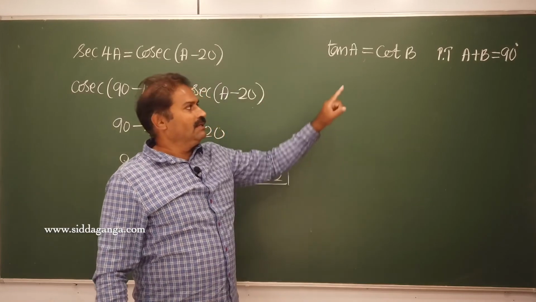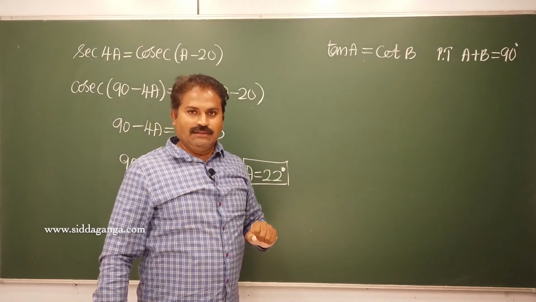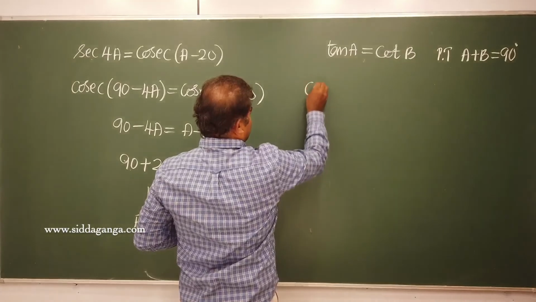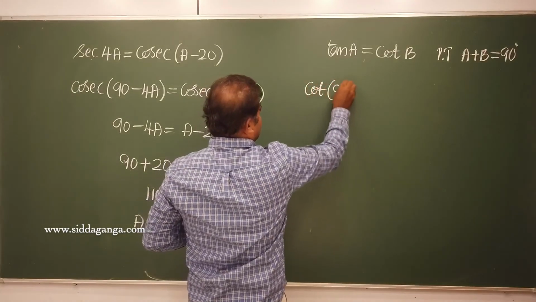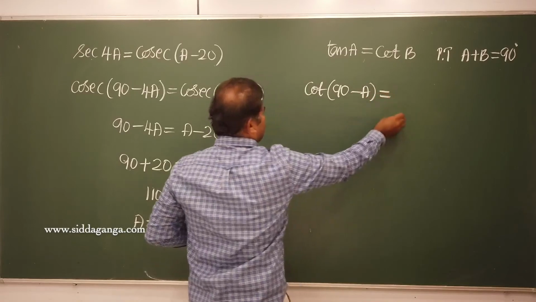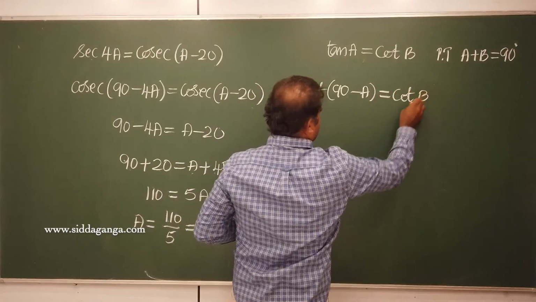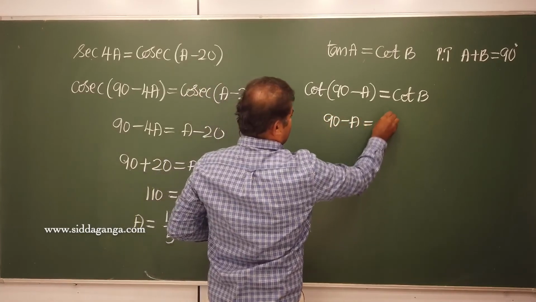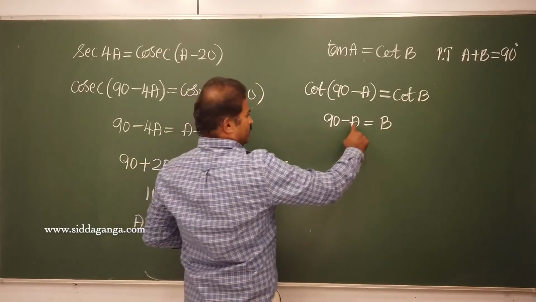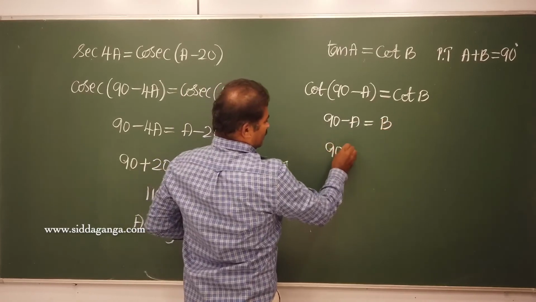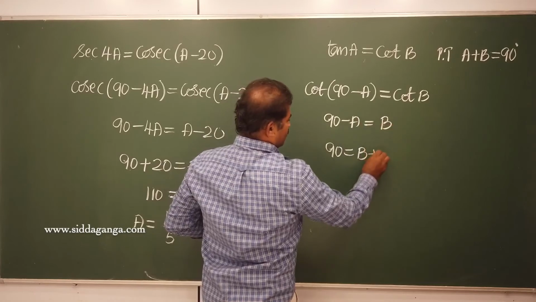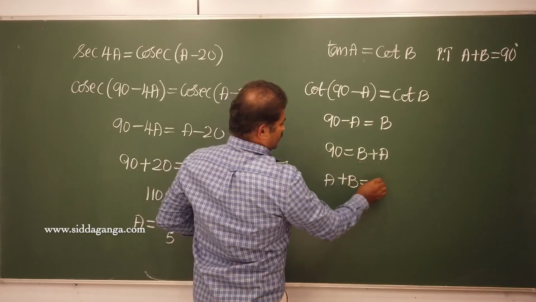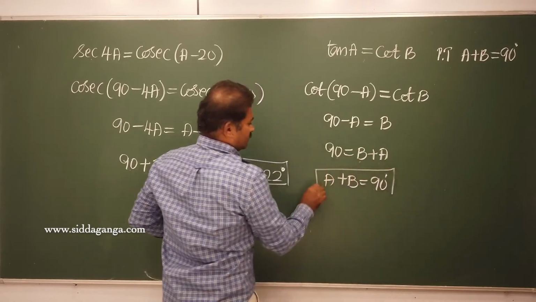Now you have tan A is equal to cot B. You need to prove that A plus B is equal to 90 degrees. And how are you going to do that? For tan A, you can take the complementary. So for tan, you have cot(90 minus A), which is equal to cot B. So you have cot on either side. You can compare 90 minus A is equal to B. So now you can shift minus A to that side. So 90 is equal to B plus A. Therefore you have A plus B equal to 90 degrees.